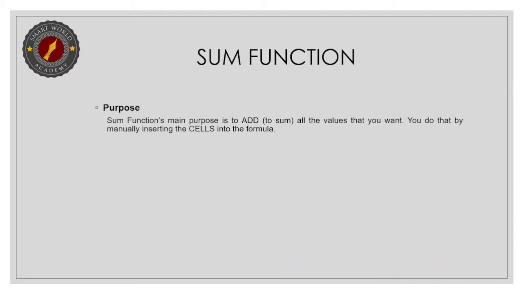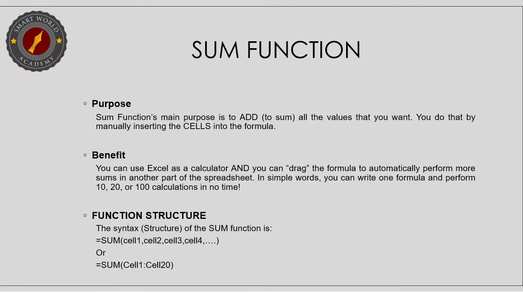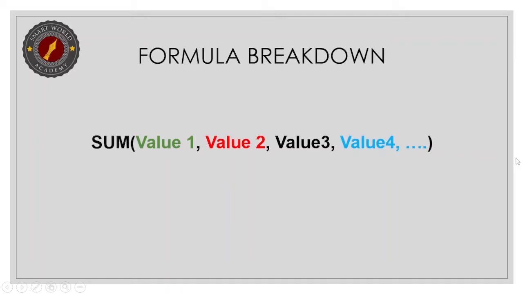Purpose. The sum function's main purpose is to add all the values that you want. You do that by manually inserting the cells into the formula. Formula breakdown. First of all, we have to write the name of the function, which is sum, and then we have to open our parenthesis in which we pass our arguments in the form of values.